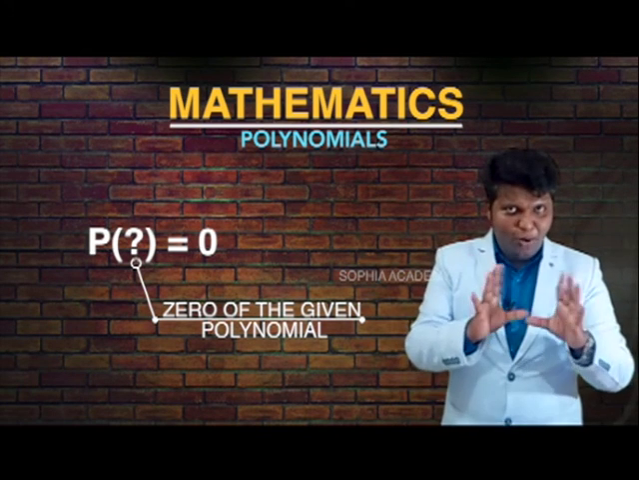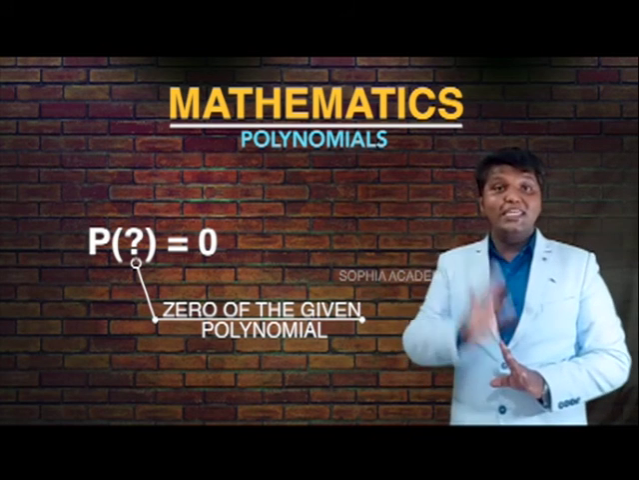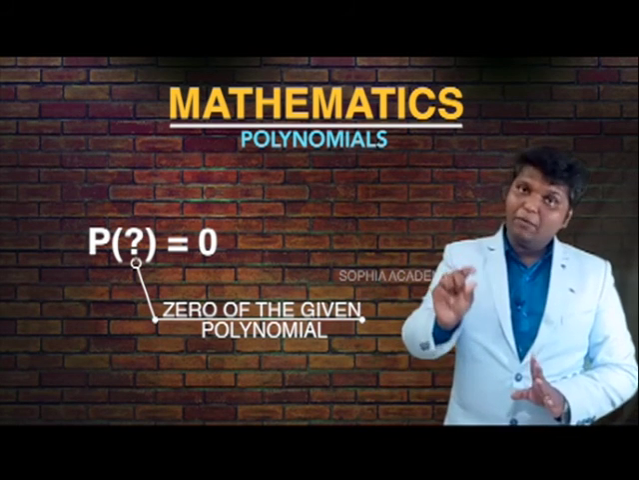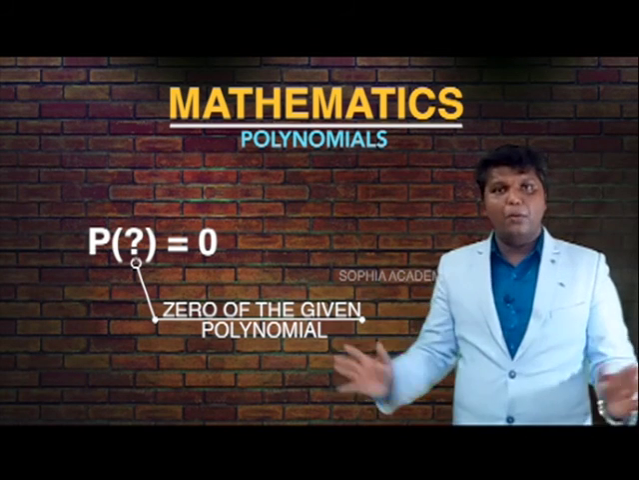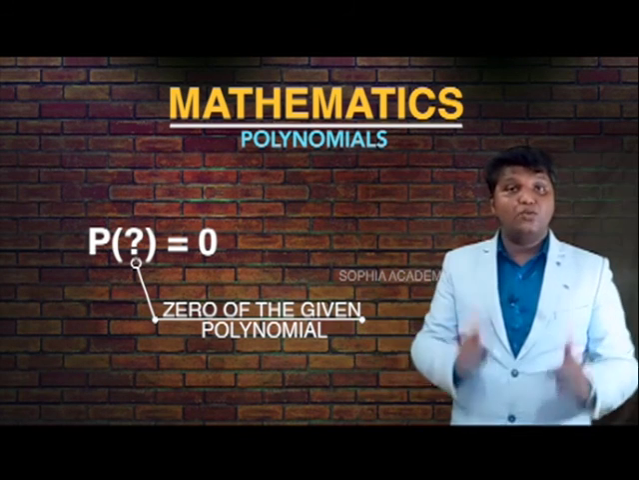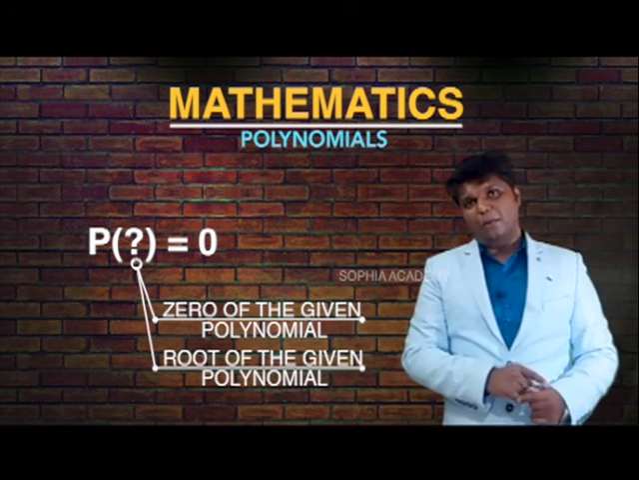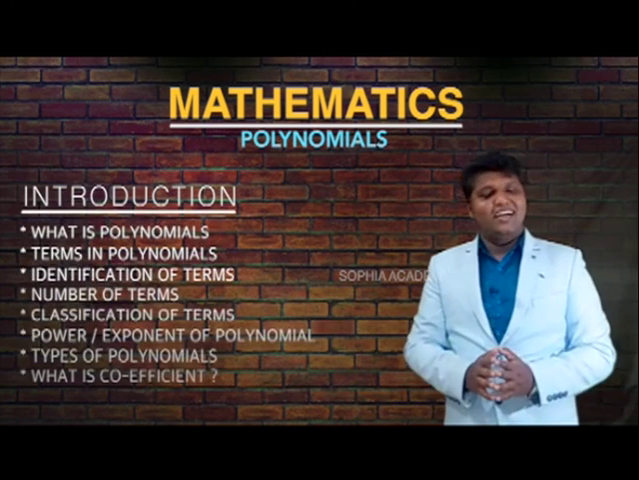I hope now you got the meaning of the term zero of a polynomial. Zero of a polynomial means if you give that value inside that particular given polynomial, the total value of the polynomial will become 0, and that is why it is termed the zero of the polynomial, or it is called the root of a polynomial. Hope you understood. So this is the introduction part regarding polynomials.